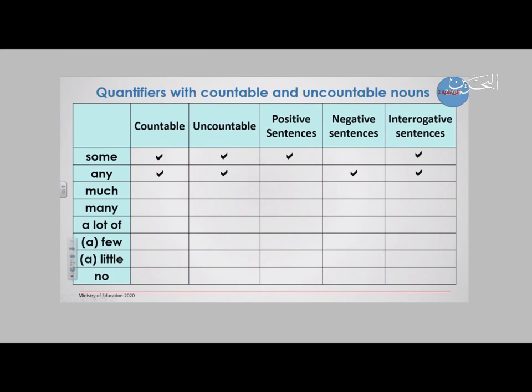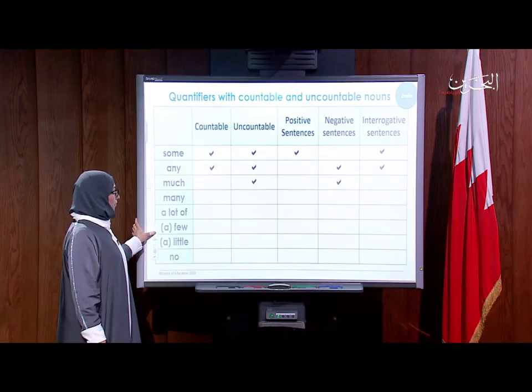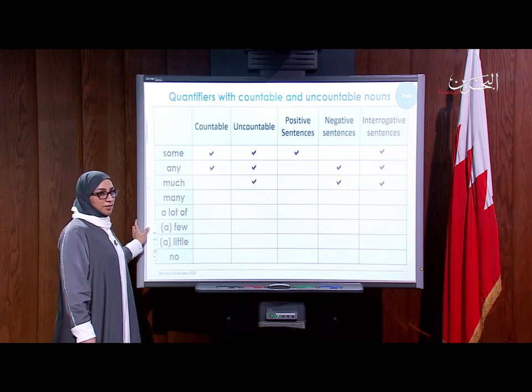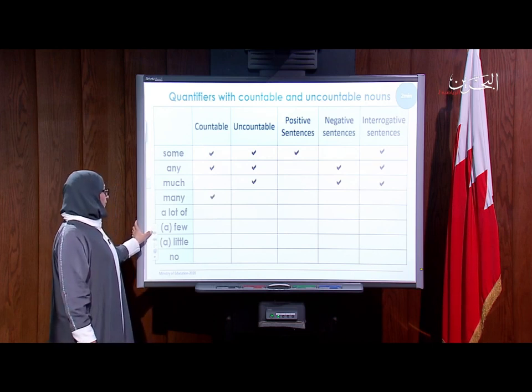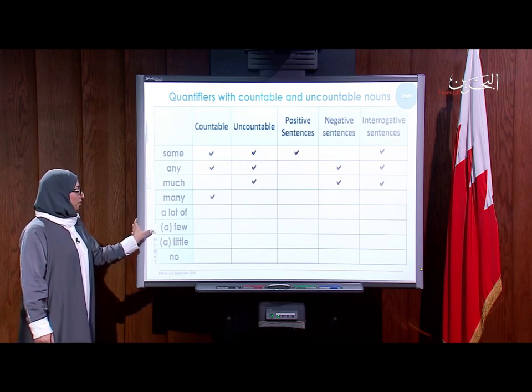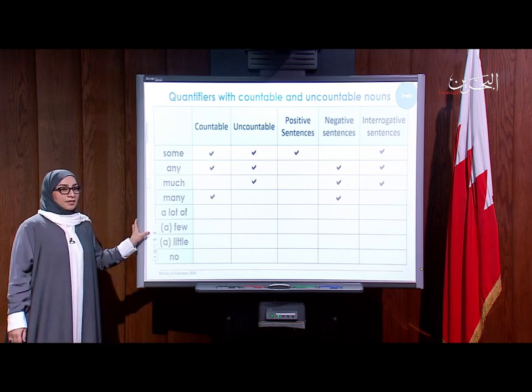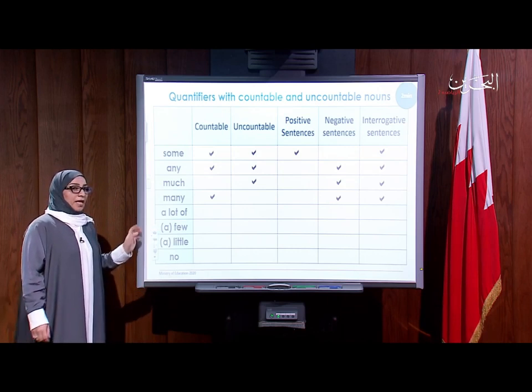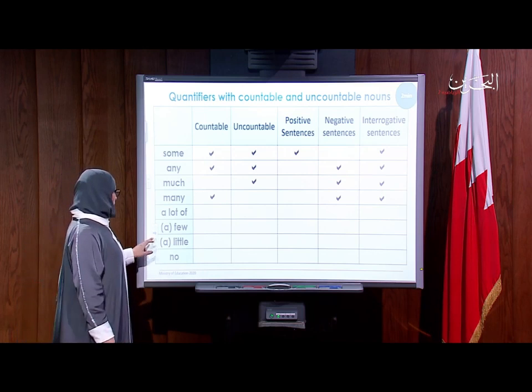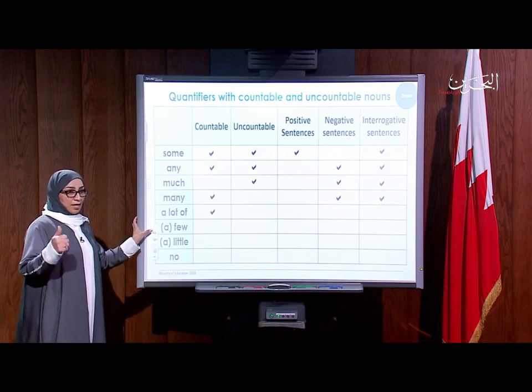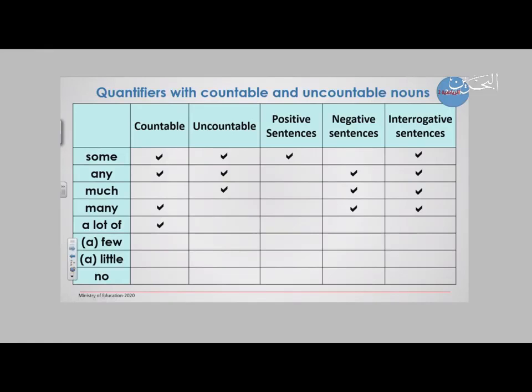Let's go to the third one, much. Uncountable, negative sentence, and interrogative sentence, which is the question. Many, countable, I use it with the countable nouns. Negative, and interrogative sentence. A lot of, I can use it with countable, uncountable, positive sentence.